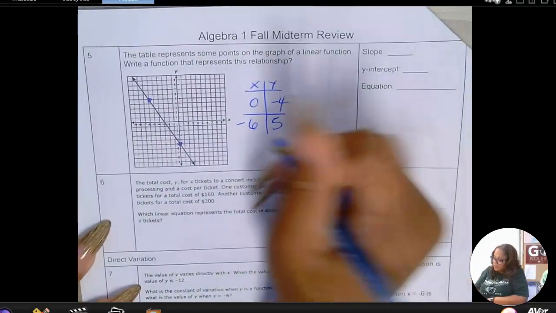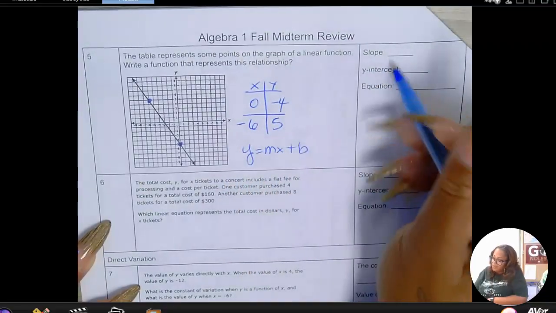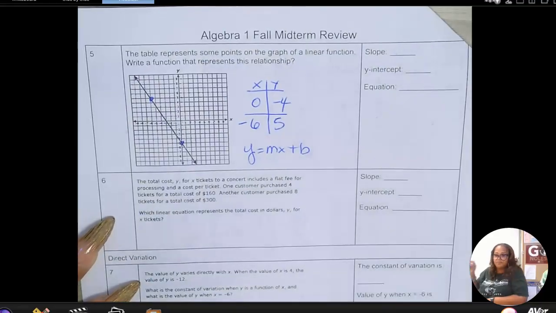Then you're going to go to Desmos. Write your y equals mx plus b. Your m is your slope, your y-intercept is your b, and then this is the equation that should go here.